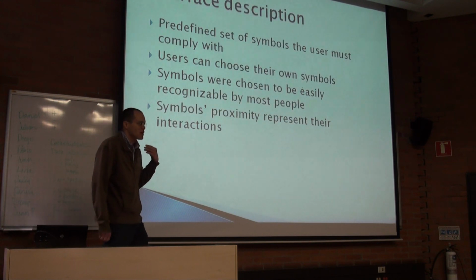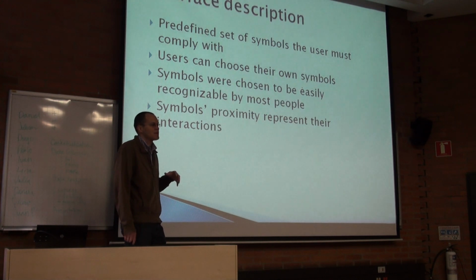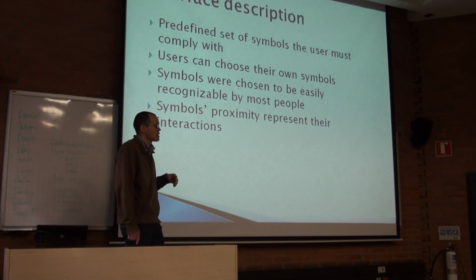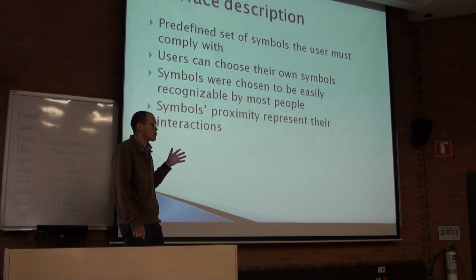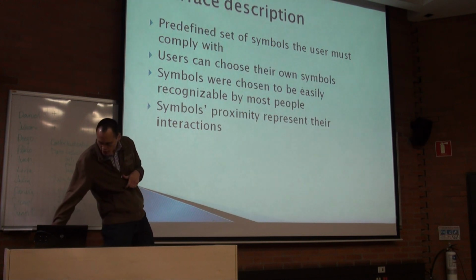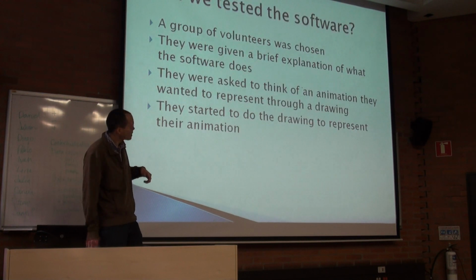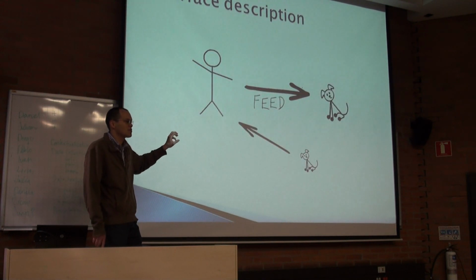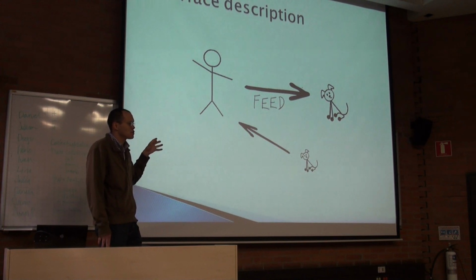Okay. But what I'm going to explain today is how we are going to test if this software is useful or not. Okay, not the software itself. So, for example, when a user draws what you just saw, or something like this, and the system generates an animation, is the animation what the user wanted to show, or is it far from that? That's what we want to test with this investigation.